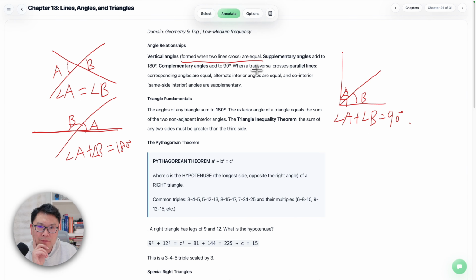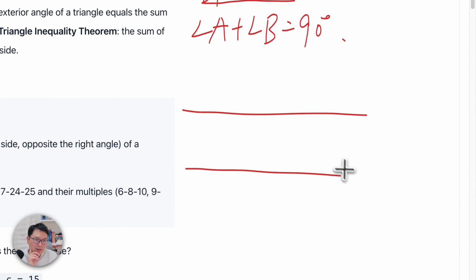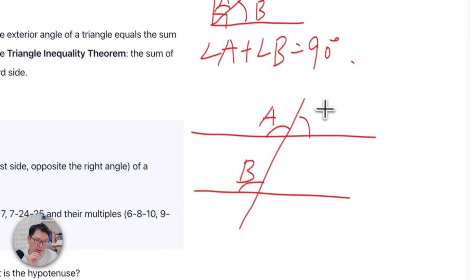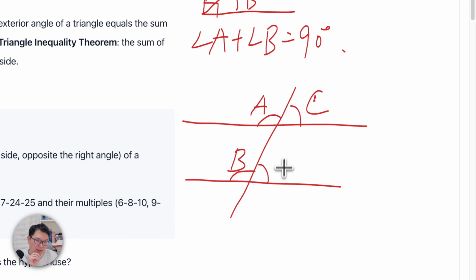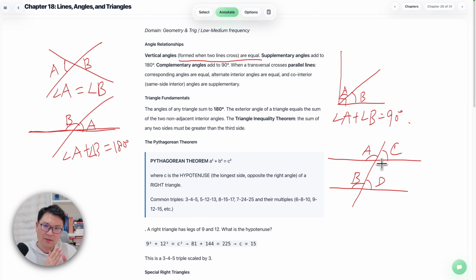And then when a transversal crosses parallel lines, corresponding angles are equal. That's pretty simple. You have parallel lines and then you just draw another line to cross both of them. And then you have this angle here, angle A is equal to angle B, right? Or if you have C here and D here, C and D are also equal, corresponding, the same position.